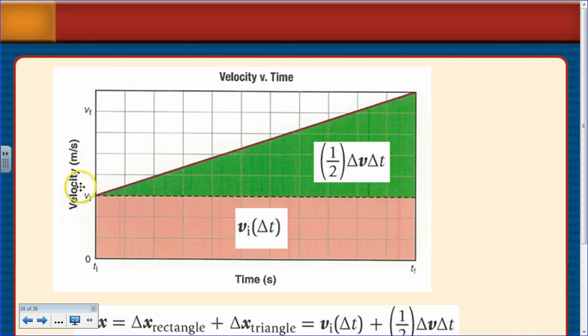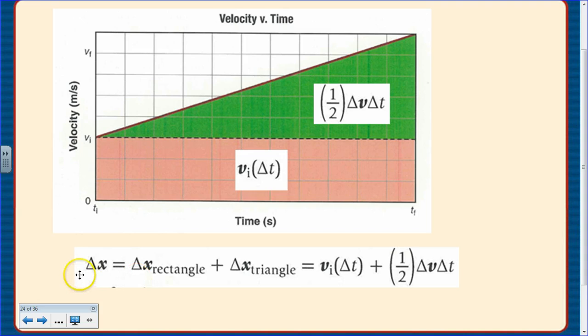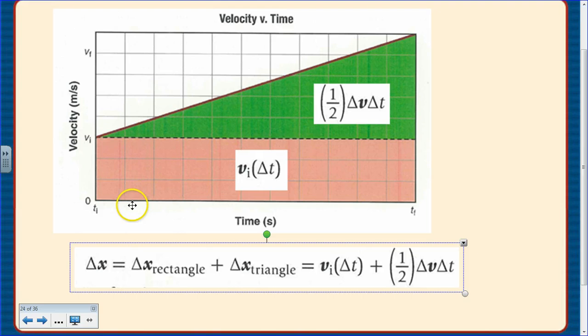Once again, we have our velocity graph in meters per second, with time across the bottom, and the equation looks like this. Delta x, or change in x. We need the change in x for the rectangle and the change in x for the triangle, and we add them together. The initial velocity times the time, that's this down here, gives us the area of the rectangle. 1/2 the change in velocity is essentially the height. Change in time across the bottom is the base, so we have 1/2 height times base.